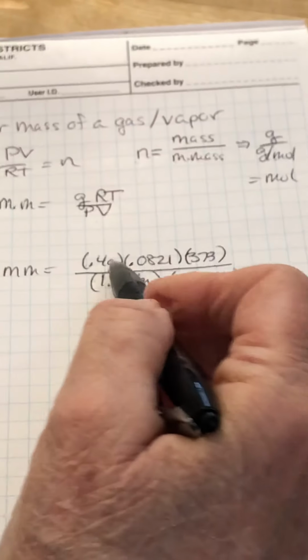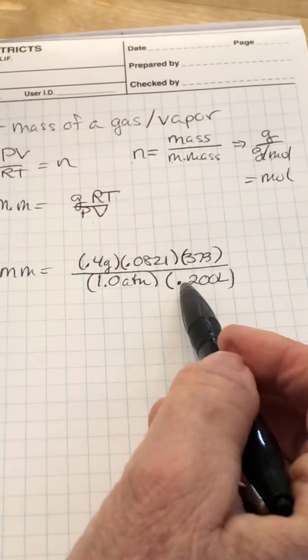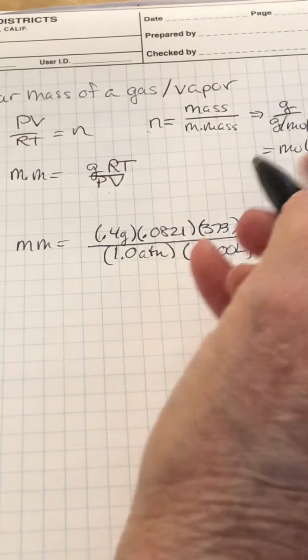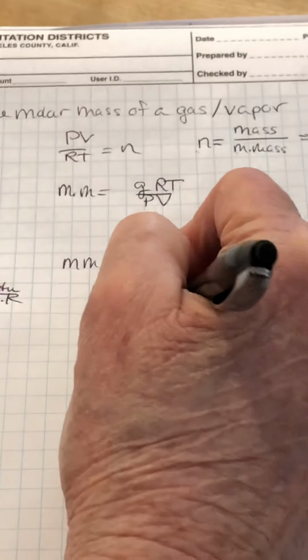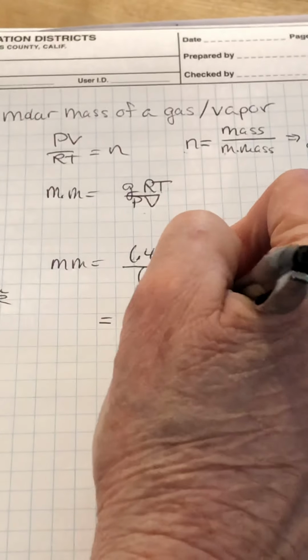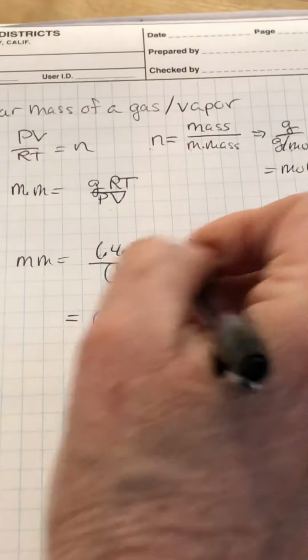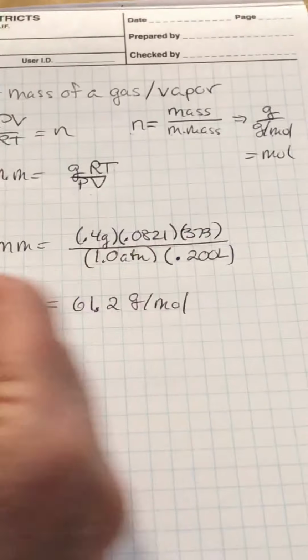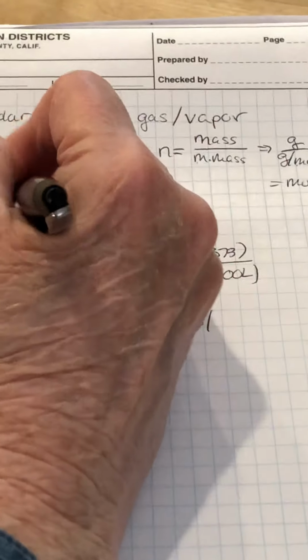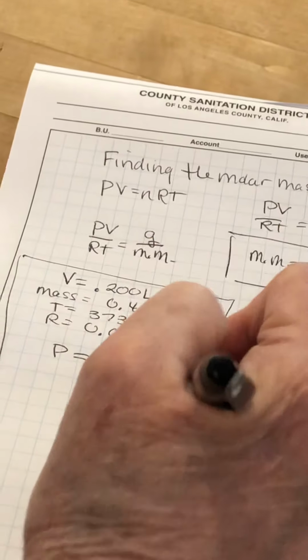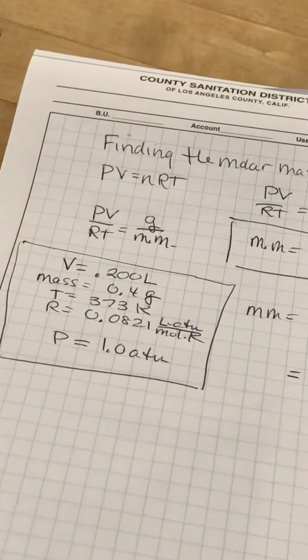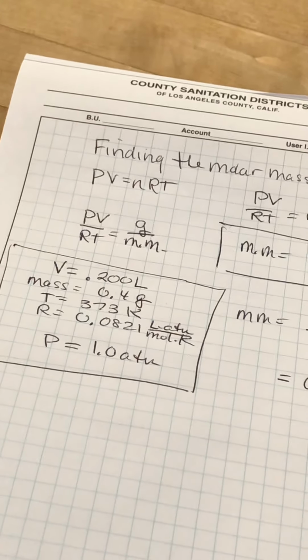So we're going to multiply these top three together, divide by the bottom two, and the molar mass of this gas would be 61.2 grams per mole. This equation and this setup here, this data here, is going to be very important for the final exam. So make a note of that.